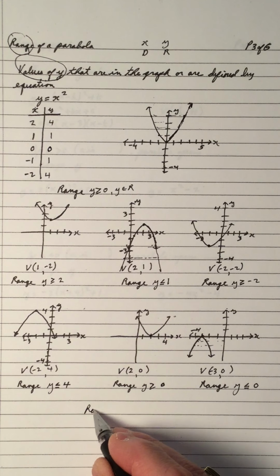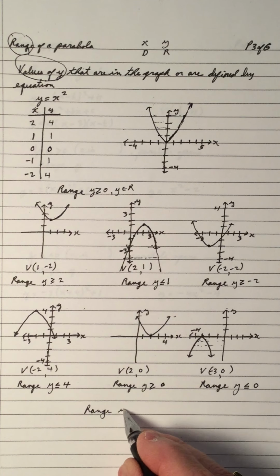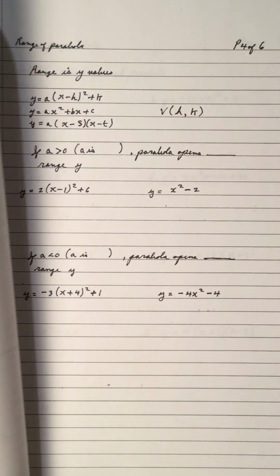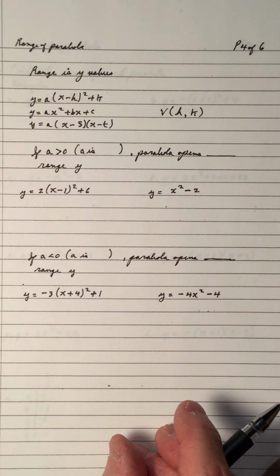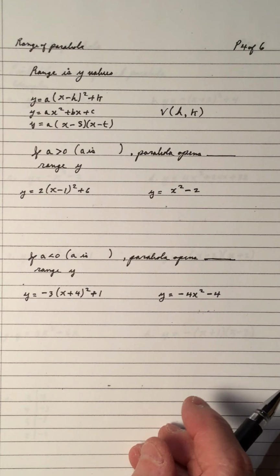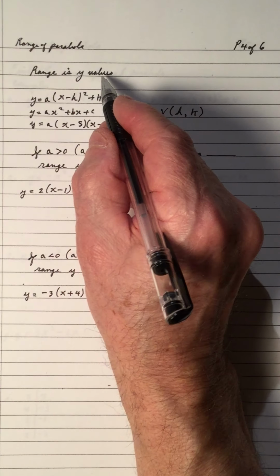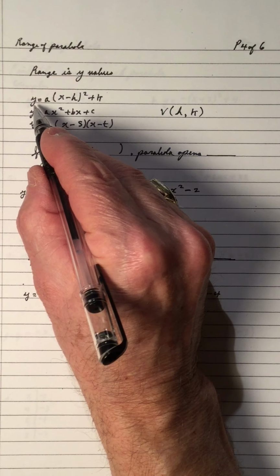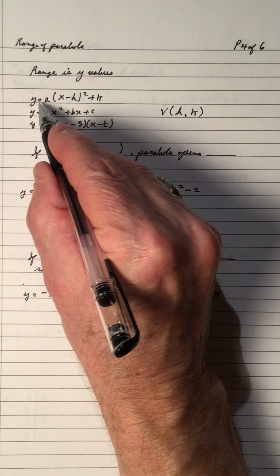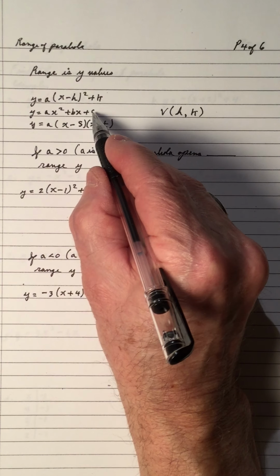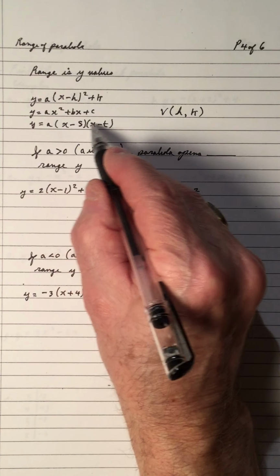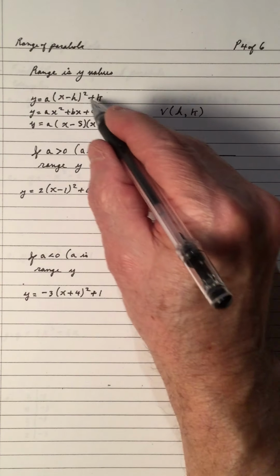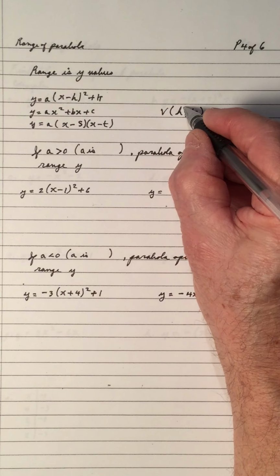So the range, really, the range is y is, let's see, do I have it on the next page? Yes, I explained on the next page. Here we go. The range of a parabola. The range is the y values. So we got this equation, which is vertex form. We have this equation is standard form, and this equation is the x-intercept form. And the vertex of any one of these equations, the vertex is h comma k.